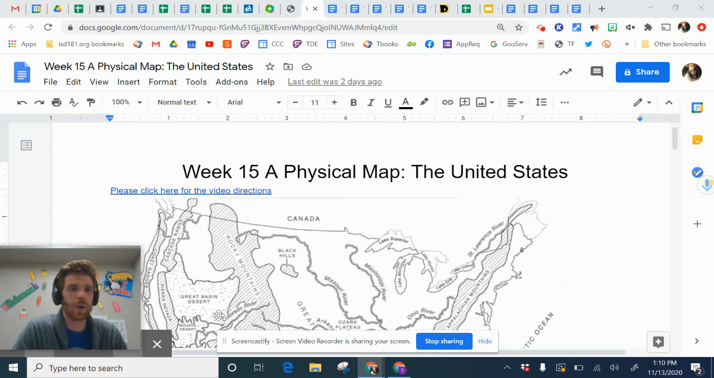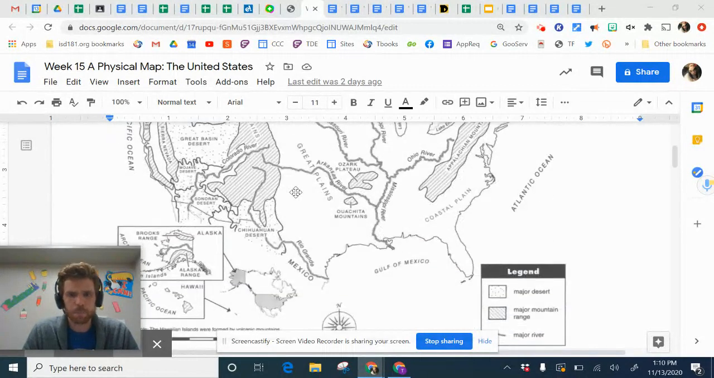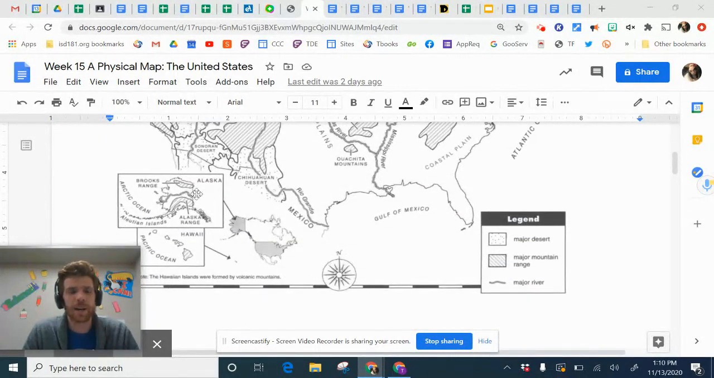Today we are on week 15, a physical map of the United States. Remember that physical maps show the physical features of the map. And so we have the whole United States here. We even have inset maps of Alaska and Hawaii. Remember, Alaska and Hawaii are not part of the contiguous United States.